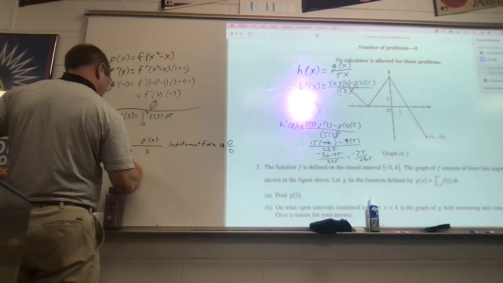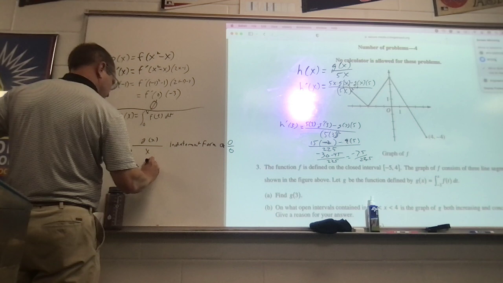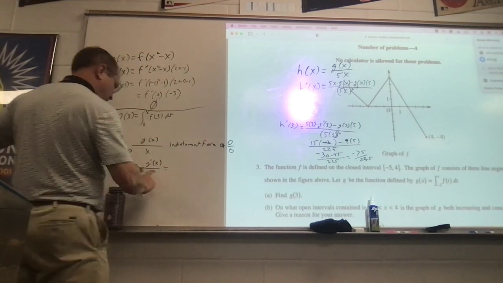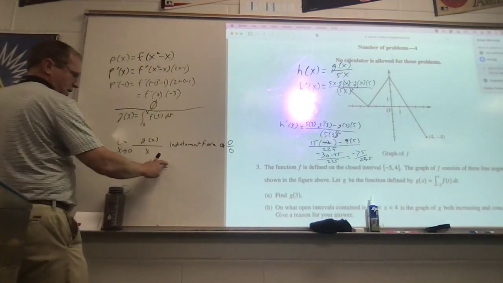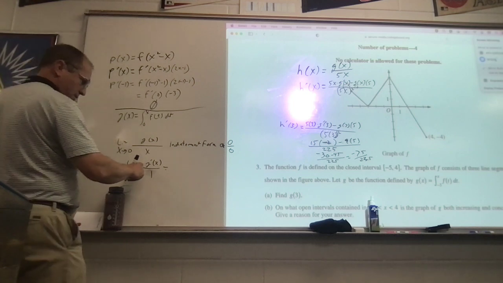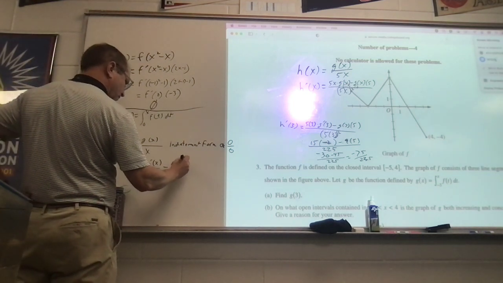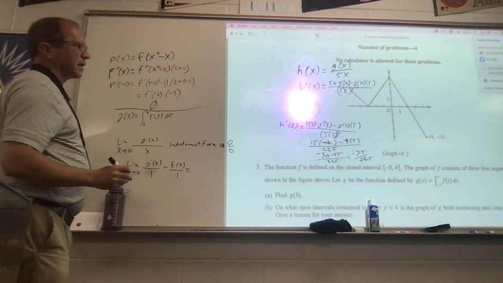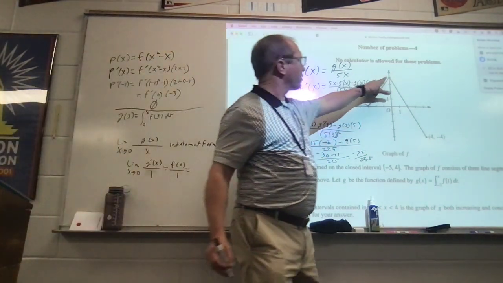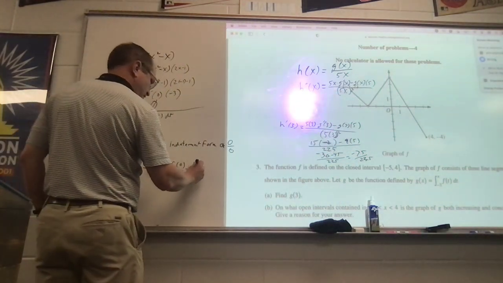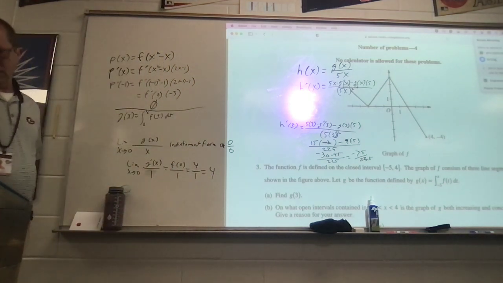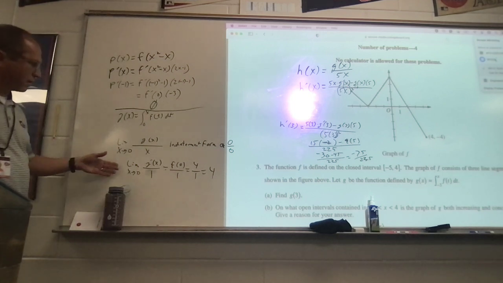So we go to L'Hopital's rule, which says we want the limit as x approaches 0 of j prime of x over 1, because the derivative of x is 1. So j prime of 0 is f of 0 over 1. And f of 0, we go back over here, we see f of 0 is 4. So we've got 4 over 1, which is 4. So the answer to part E, which was the additional part, is 4.